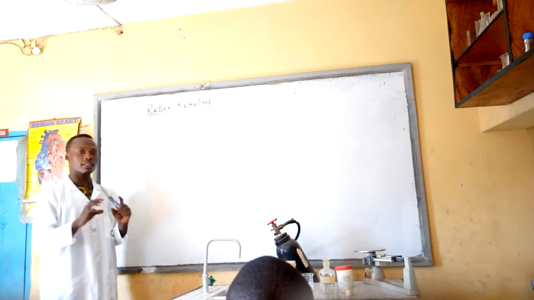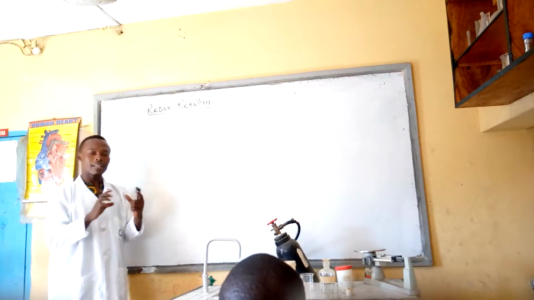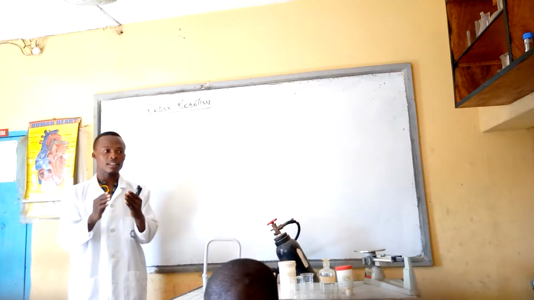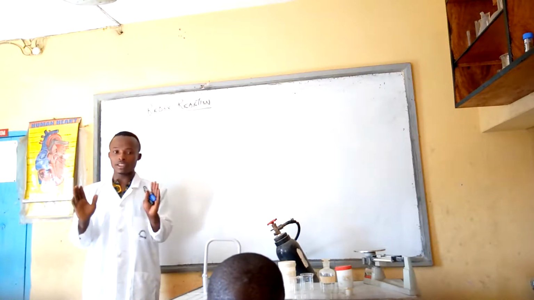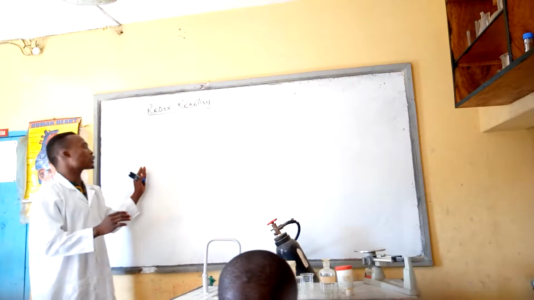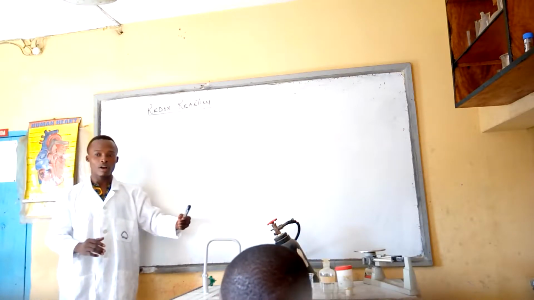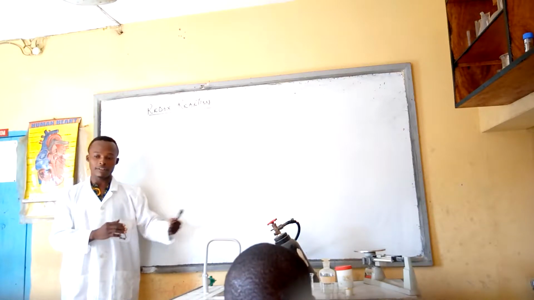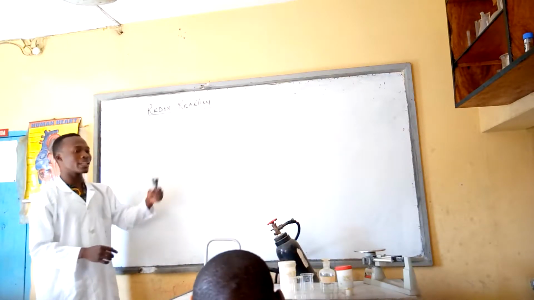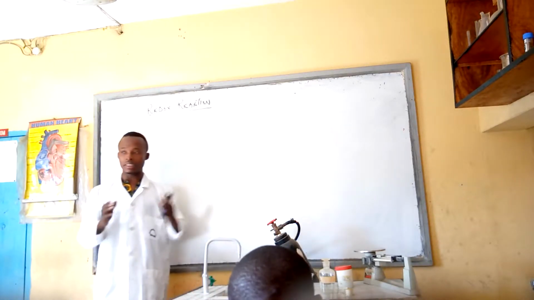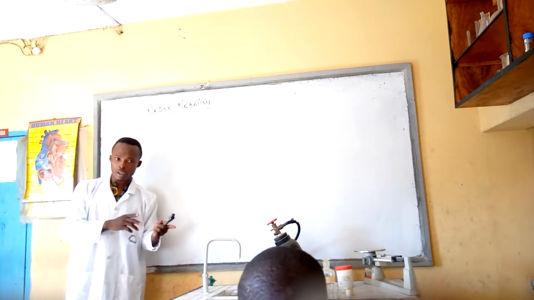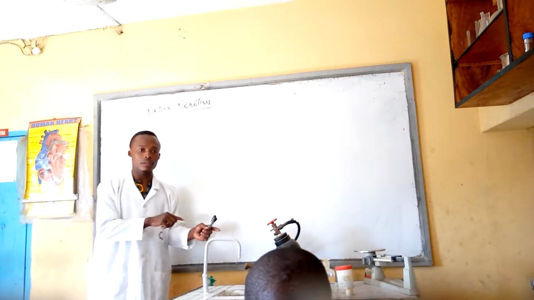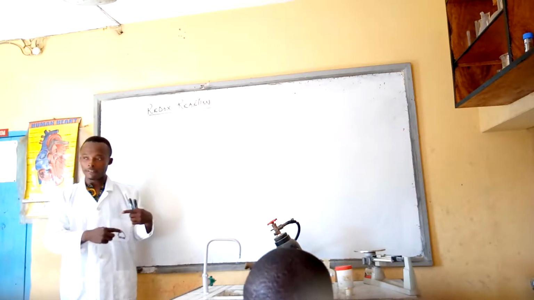Now, what is oxidation? From that word, oxide, oxidation, it means there is an addition of oxygen in it. So oxidation is the addition of oxygen, while reduction is the removal of oxygen. You have reduction, you have oxidation. Oxidation is the addition of oxygen, while reduction is the removal of oxygen.